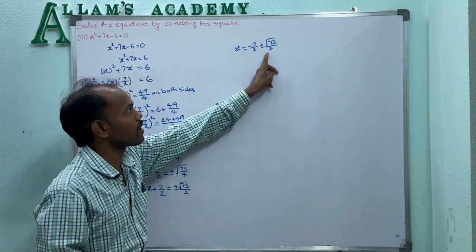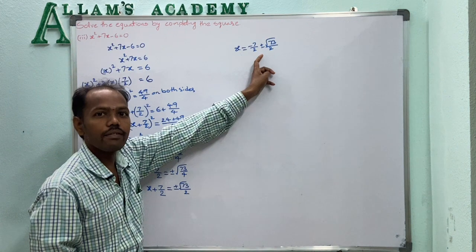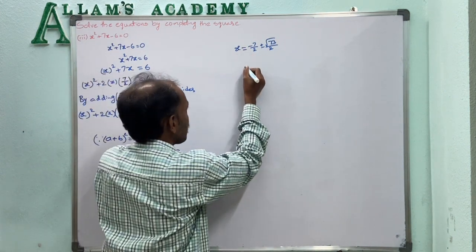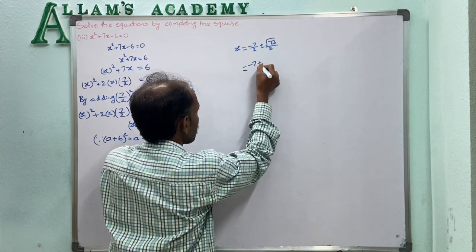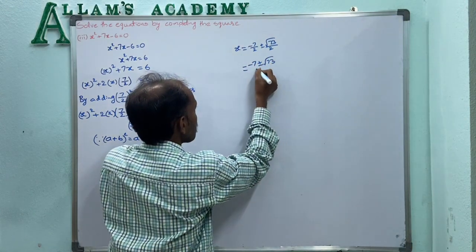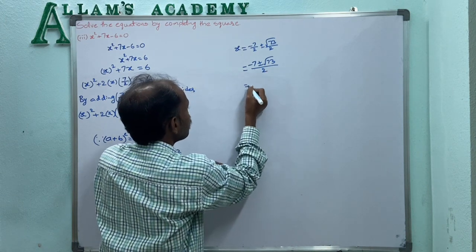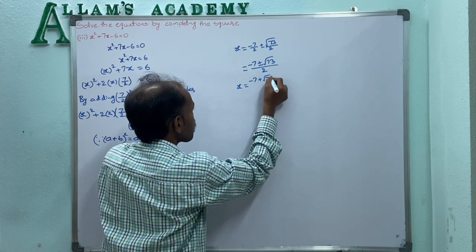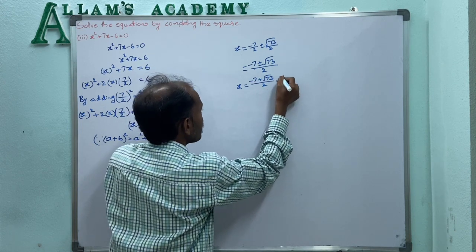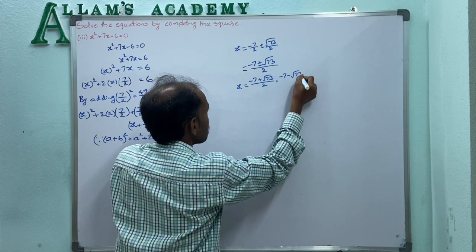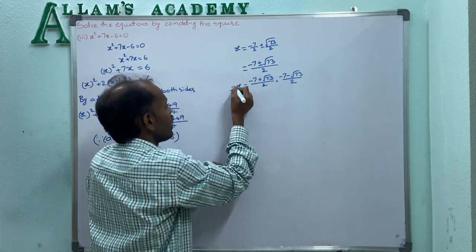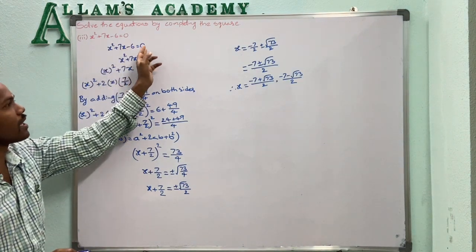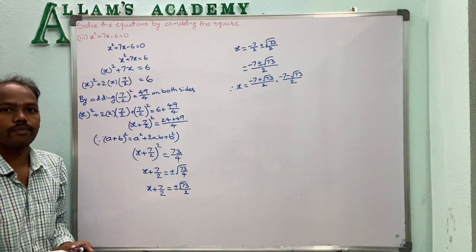Now here, if we observe, the two fractions have the same denominator too. That means these two fractions are like fractions. So directly add or subtract the numerators. So (-7 ± √73)/2. That means now we can write the x values as (-7 + √73)/2 and (-7 - √73)/2. These are the x values of the quadratic equation x² + 7x - 6 = 0.